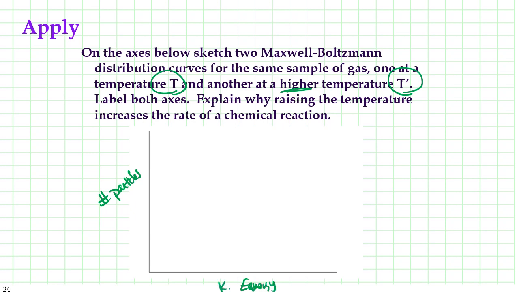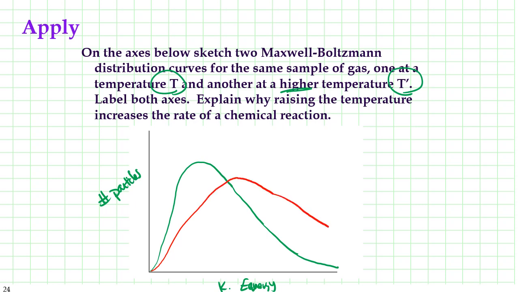We're going to start our temperature T curve, so our lower temperature, and it's going to be a normal-ish distribution curve, but with a little bit of a tail. That's probably not the best one, but we'll go with it. At a higher temperature T prime, what's going to happen is our curve will flatten out a little bit and it's going to peak a little bit more to the right.